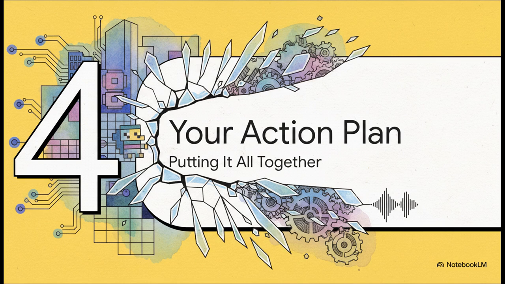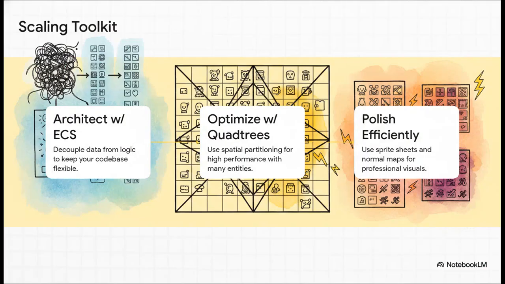Phew, we have covered a lot of ground, from high-level code architecture all the way down to pixel-level lighting tricks. So let's bring it all together. Let's synthesize this into a clear, actionable plan for you to break through your own invisible wall. Here's your toolkit. Number 1, architect your game's logic with an entity component system. This is what's going to keep your code from becoming that tangled mess as you add more and more features. Number 2, when your number of entities starts to grow, use spatial partitioning, like a quad tree, to keep all those collision and proximity checks lightning fast.